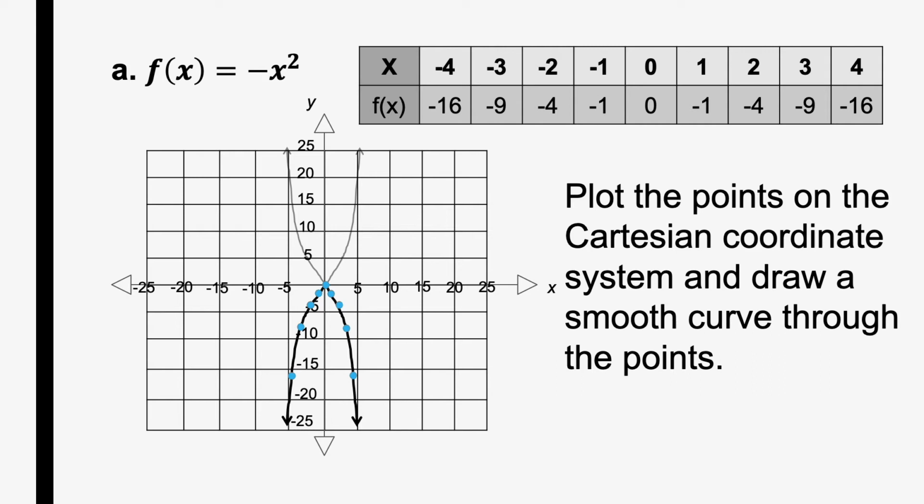The graph f of x is equal to negative x squared opens downward and is a reflection of the graph f of x is equal to x squared, or the parent quadratic function. So if a is greater than 0, it will open upward, which is the graph of f of x is equal to x squared. And if a is less than 0, it will open downward, which is the graph f of x is equal to negative x squared.